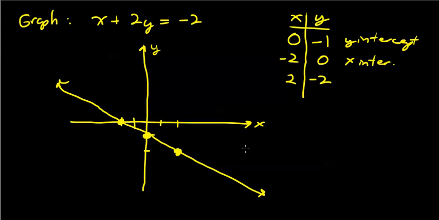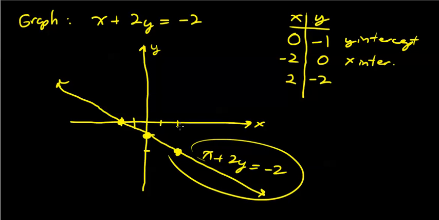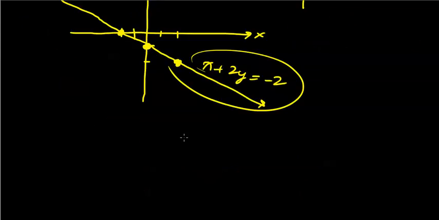Alright, so I label the axes and, of course, label the line with the equation that generates it. Okay? Let's try another one.